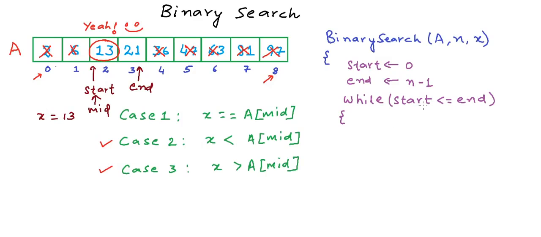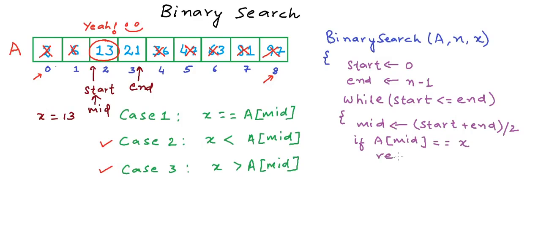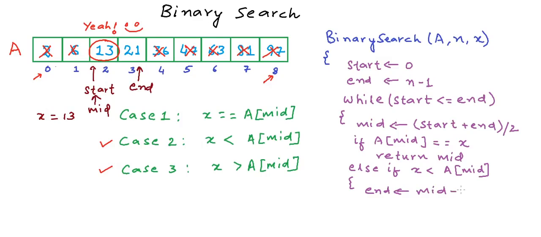So while this is true, start is less than or equal to n, we will find out the middle index of the search space as start plus end upon 2. And now we will write three cases. If the middle element is equal to x, then our search is over. We return the index stored in the variable mid and exit from the function. If x is less than the middle element, then we need to discard all the elements having index greater than or equal to mid. So our end of the search space now becomes mid minus 1.